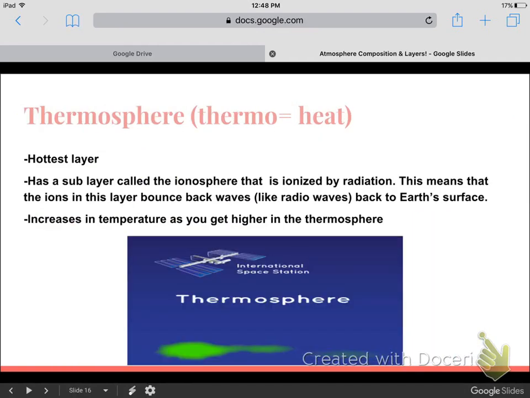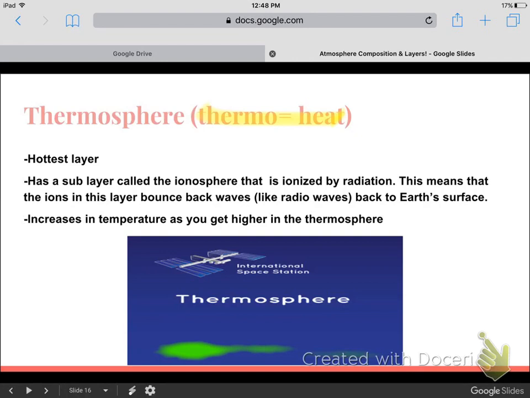The thermosphere is your hottest layer. Obviously, the prefix thermo is going to mean heat. So that's how you're going to remember that the thermosphere is the hot layer. The thermosphere has a sublayer inside of it called the ionosphere. And that's ionized by radiation. It pretty much means that the ions in this layer are going to bounce back waves, like radio waves, back to our surface. The thermosphere is going to increase in temperature as you get higher. So the higher up you go in the thermosphere, the hotter it is.